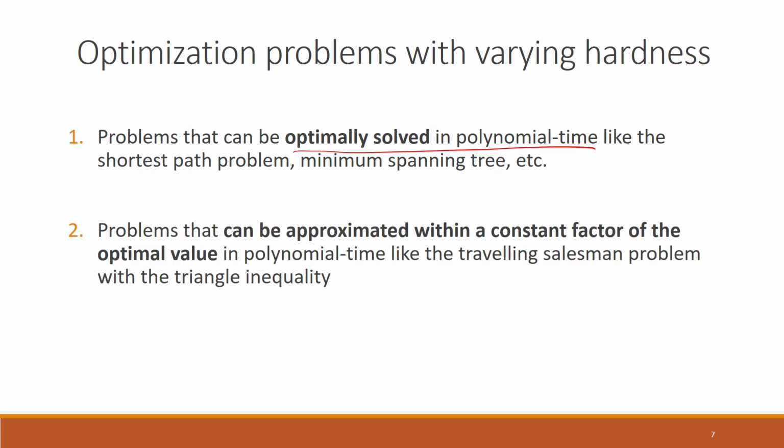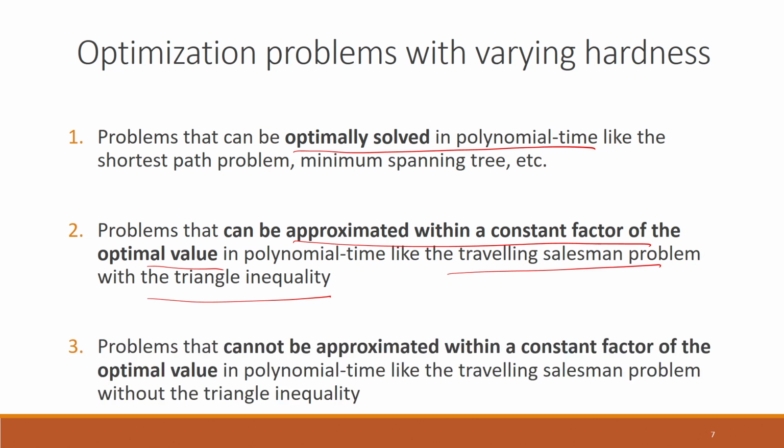Then there are some problems that can be approximated within a constant factor of the optimal value in polynomial time, like the traveling salesman problem with the triangle inequality. For these problems, although it is not possible to find the optimal solution within polynomial time, one can find an approximate solution in polynomial time, and there is a guarantee on that approximation. In the example that we showed, the value that is obtained is guaranteed to be within twice the value of the optimal value.